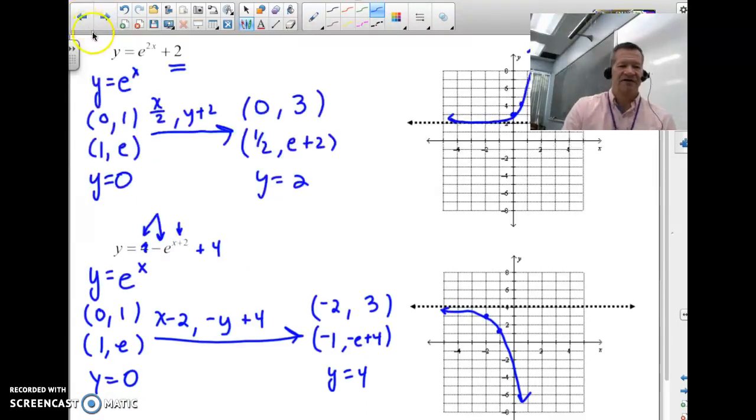And that was my last example. All finished. After this, we're going to go on to graphing logarithmic equations. Good luck.